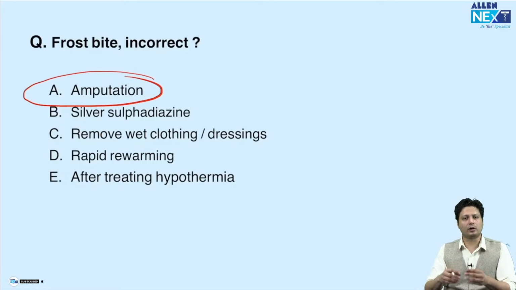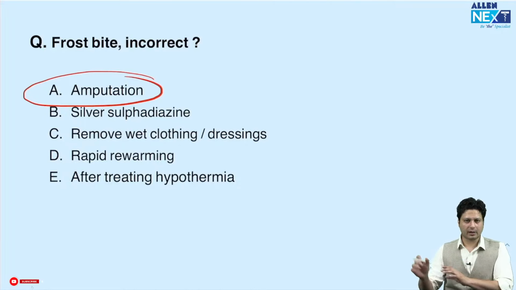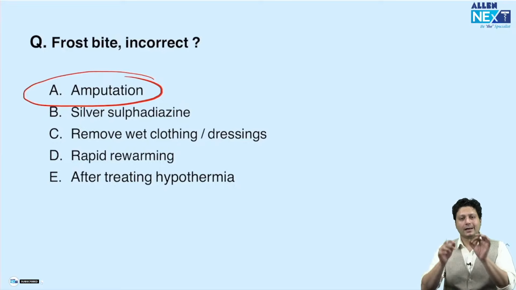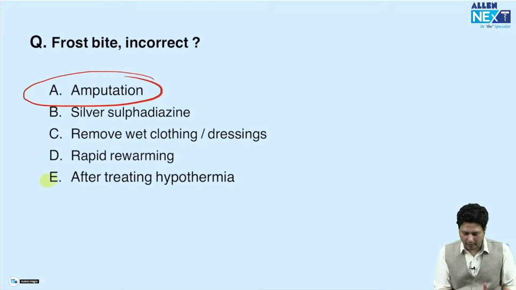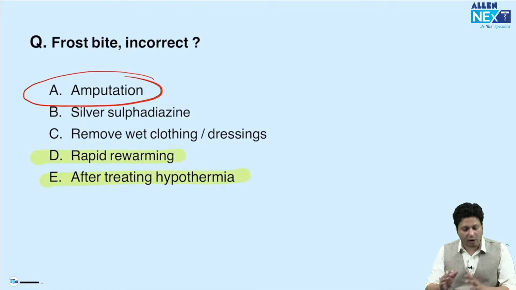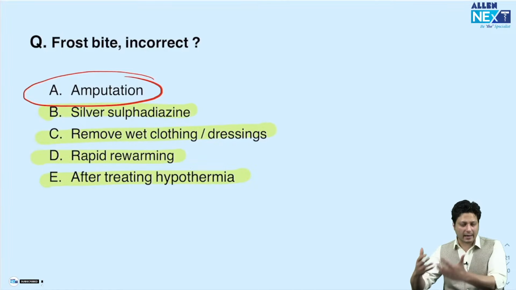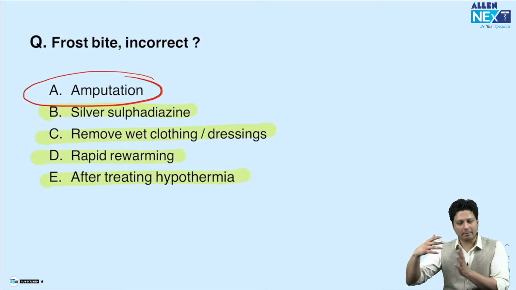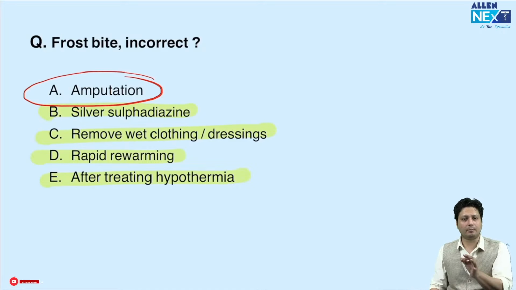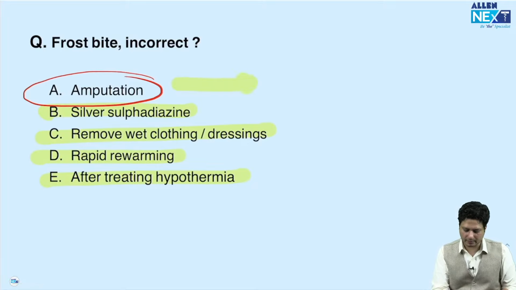Immediately what you will do, first of all, remove the clothings. Imagine there is a patient who might be suffering from frostbite. You have to remove the wet clothings. After removal, rewarming, immediate rewarming is most important. After removal or after treating hypothermia, immediate rewarming is most important. Remove wet clothing, and yes, silver sulfadiazine or the antibiotics or the anticoagulants, all these are required in the form of the medicines which could be given. But yes, initial amputations are to be prevented as much as possible. So that is the answer for this question.